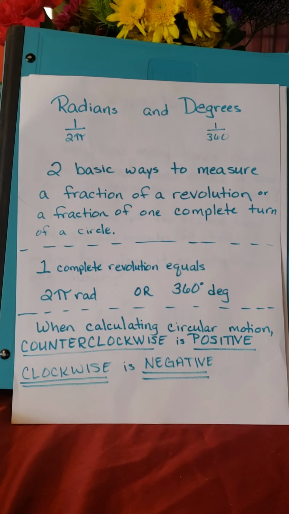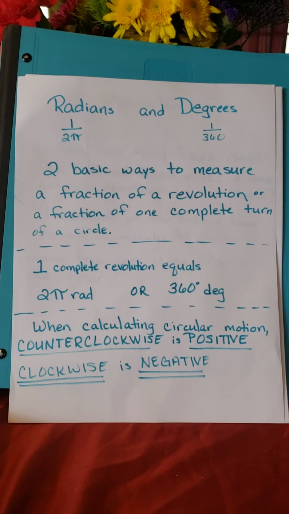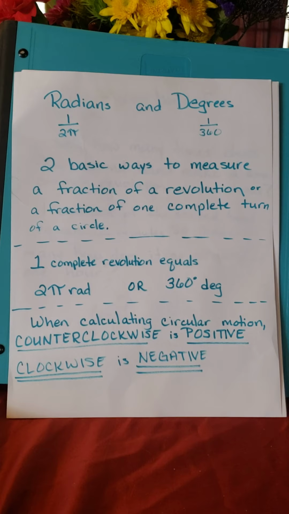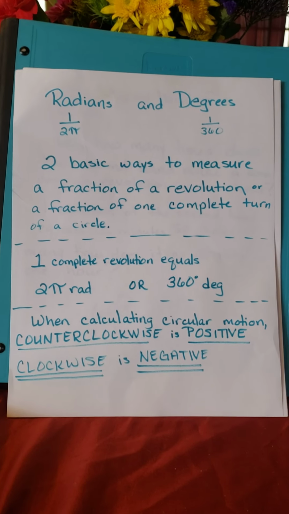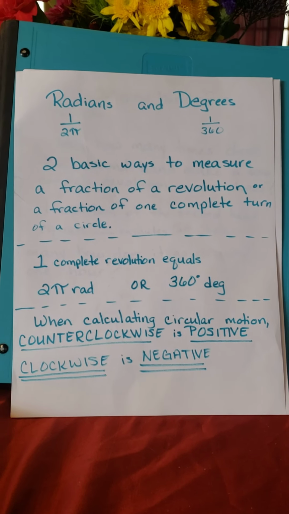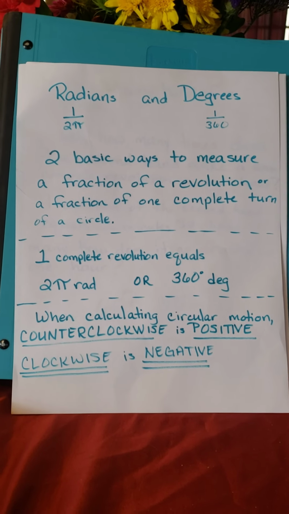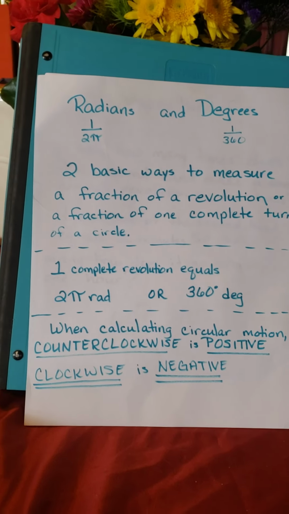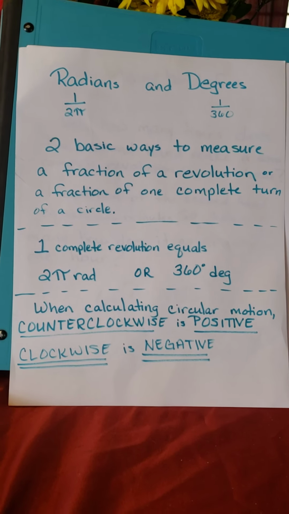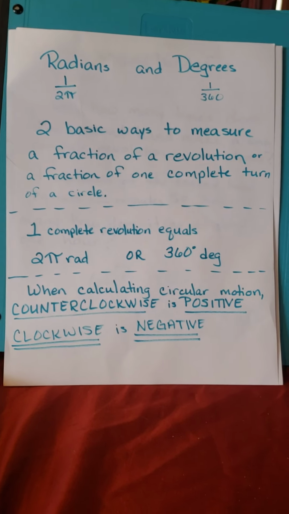You have two different ways to measure a revolution of a circle and a fraction of that revolution. A fraction of one complete turn of a circle in radians is 1 over 2 pi, and in degrees, it's 1 over 360. That makes sense because one complete revolution of a circle is 2 pi radians, or as you're more familiar with, 360 degrees. Does that make sense so far? Good. Let's get into some other stuff.